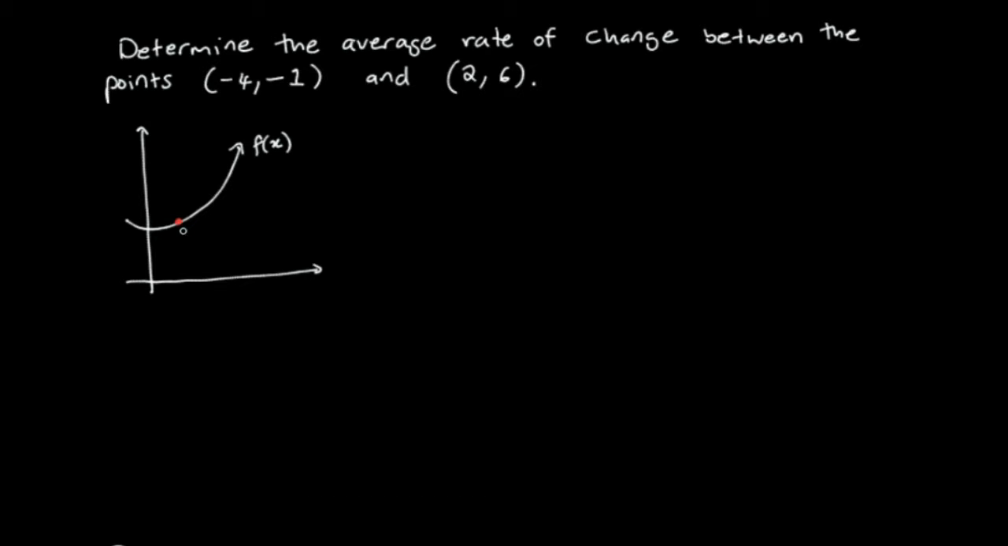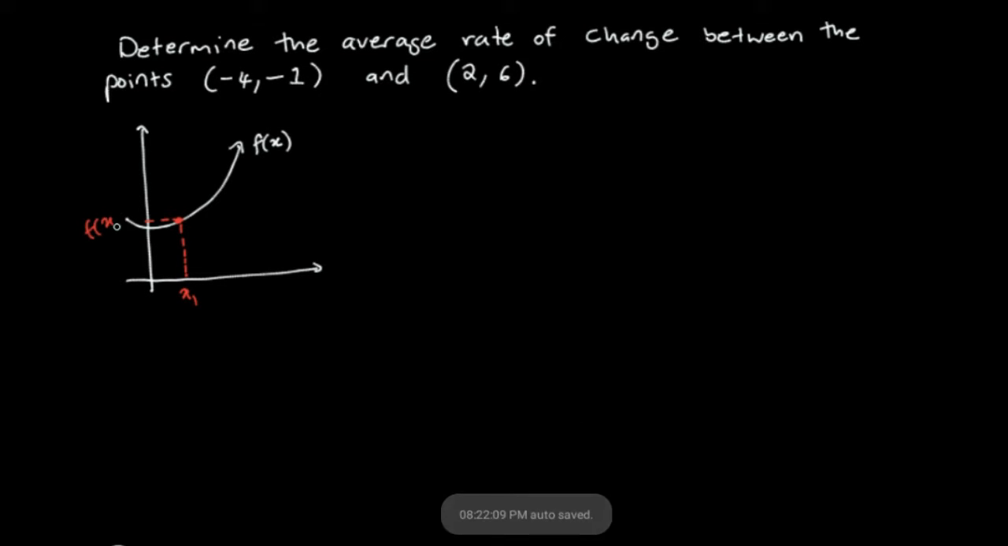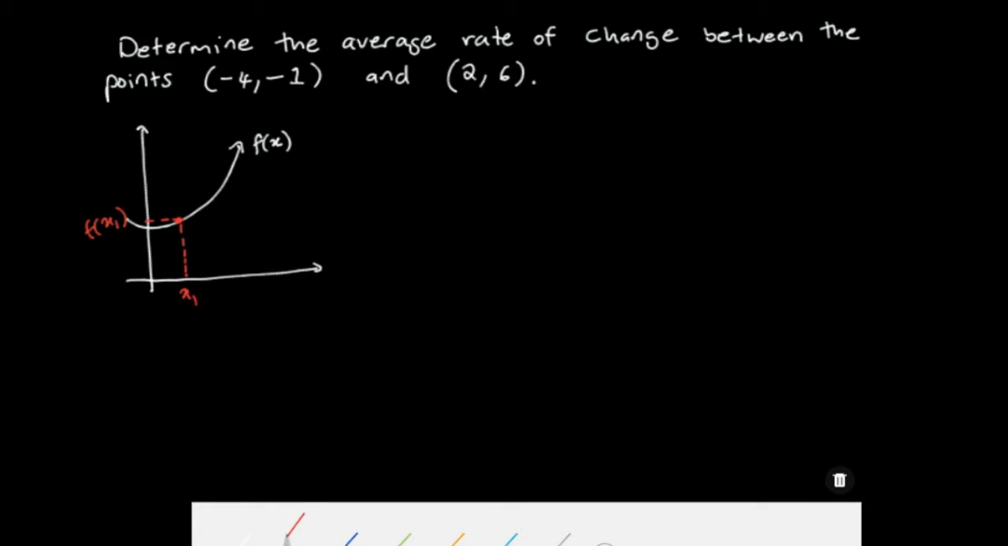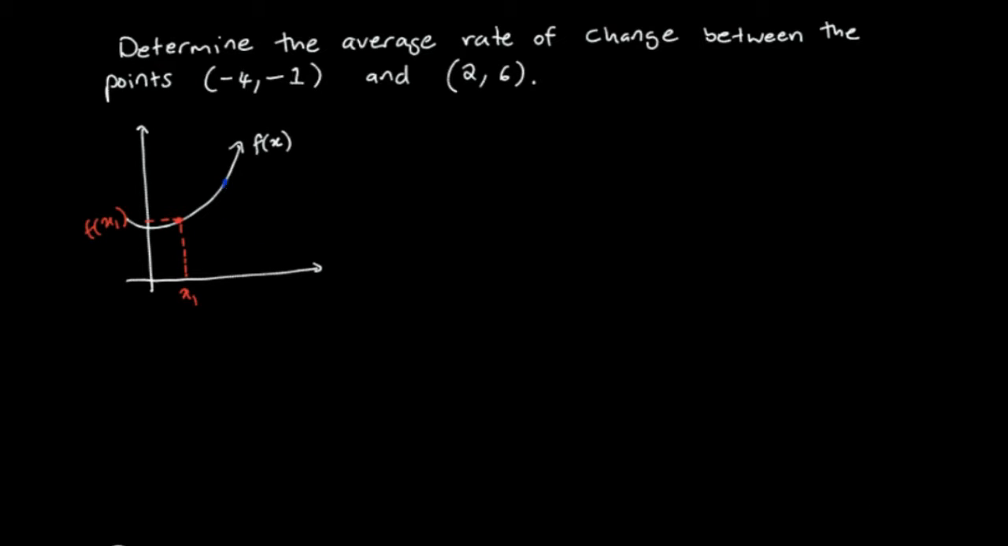So let's say I have this point here. This is point x1, and its equivalent y value. I'm going to call this guy f of x1, okay? And let's take another point, say here. And this is point x2, and its equivalent y value f of x2.